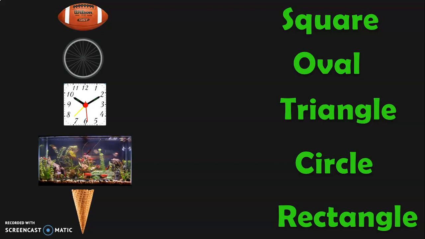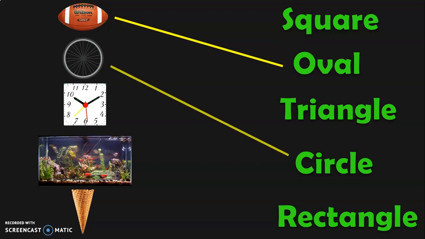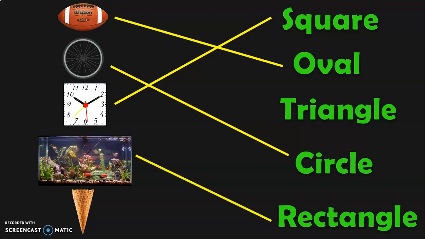Let us do a matching activity now. The first, rugby ball, resembles the shape of an, yes, oval. The wheel resembles the shape of a circle. The clock resembles the shape of a square. The fish tank resembles the shape of a rectangle. And the wafer of an ice cream cone resembles the shape of a triangle.